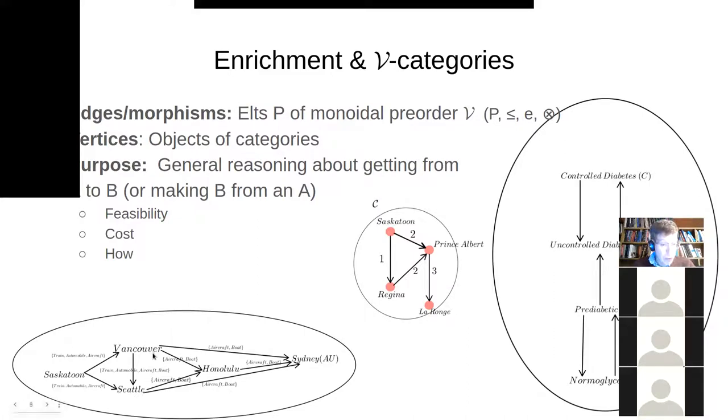So, given ways of getting from Vancouver to Seattle, we can get from Saskatoon to Sydney, for example. This one is in set. And here, though, we're dealing with cost categories, and here we're dealing with pre-orders. So here the question is, can we get to the pre-diabetic state from a normal glycemic state, or can we get from uncontrolled diabetes back to pre-diabetic? So this is associated with a Boole category.